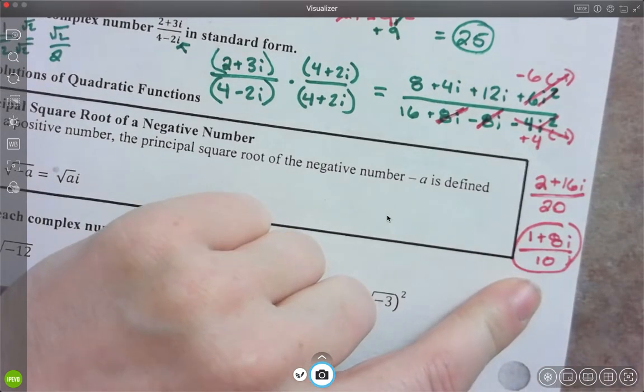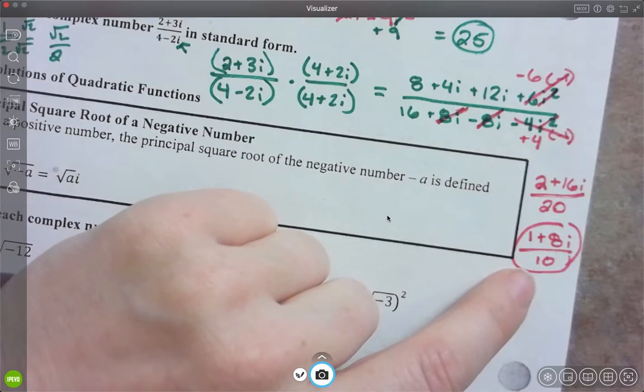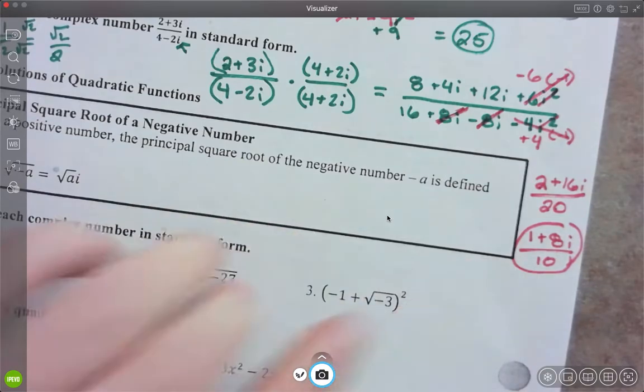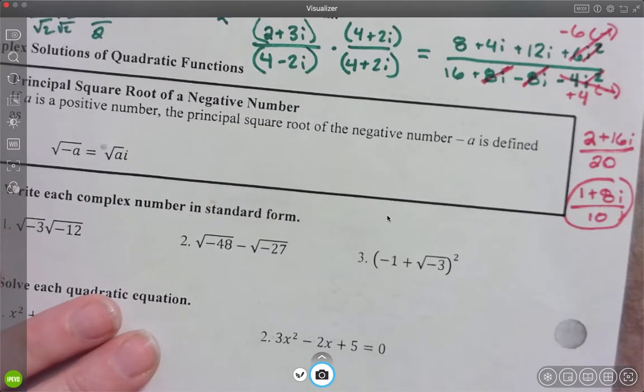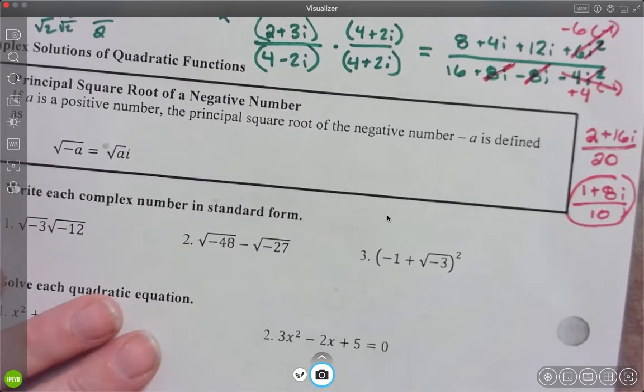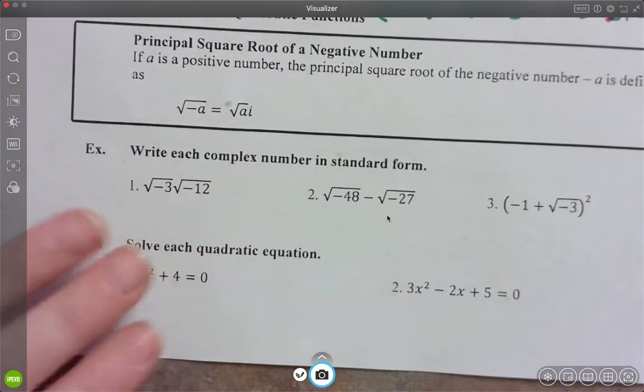Okay? So that one was a little bit more of a process, but the more you do these, the faster you get. Okay? So there's that. All right. If you need more time on that one, pause it, go back, whatever. I'm going to keep moving.